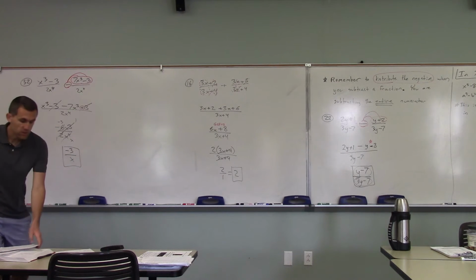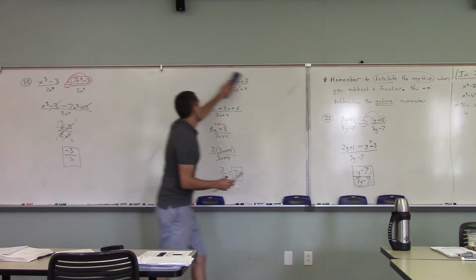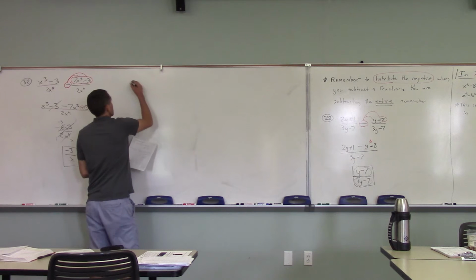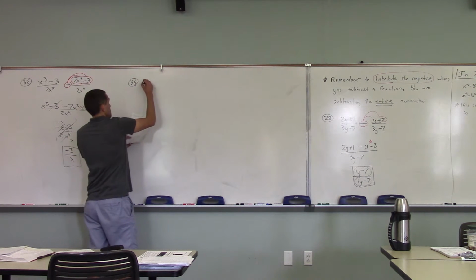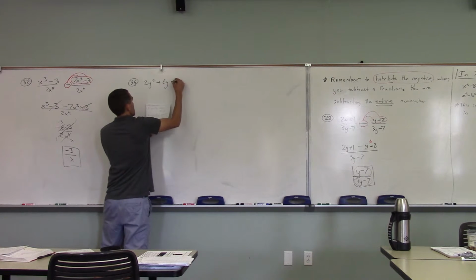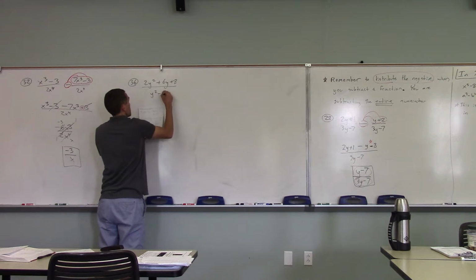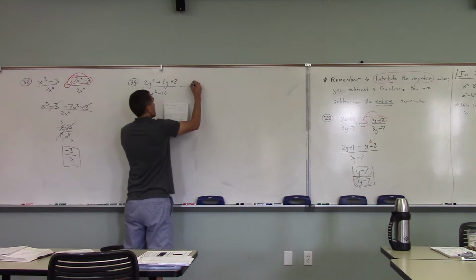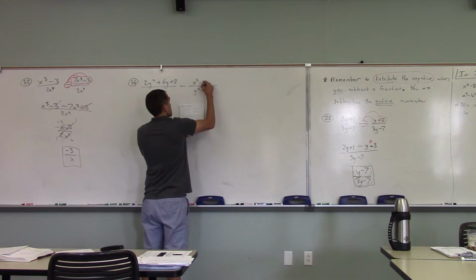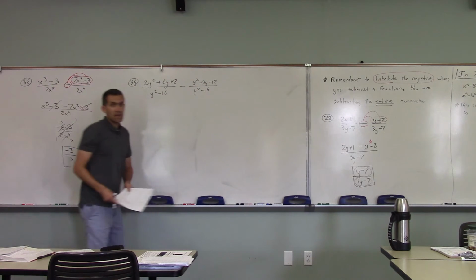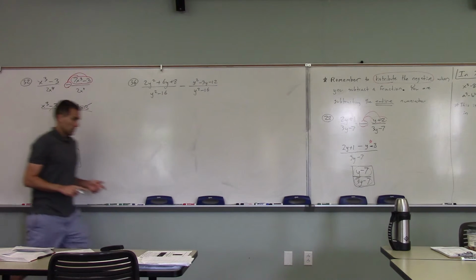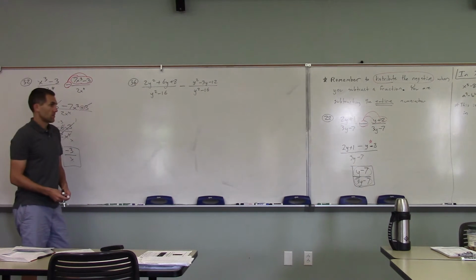Okay. One more example with distributing negative. This one, now with just more terms. Okay, here's 36. 2y squared plus 6y plus 8 all over y squared minus 16, minus y squared minus 3y minus 12 all over y squared minus 16. Okay. Victoria, what do I do first?